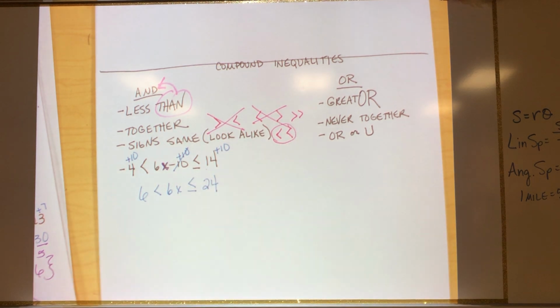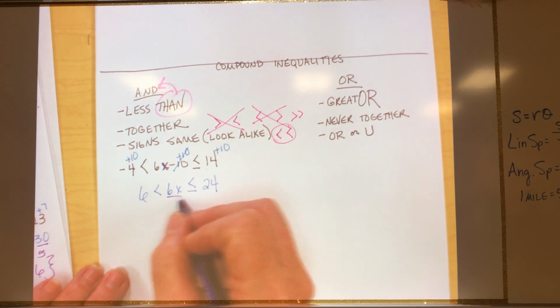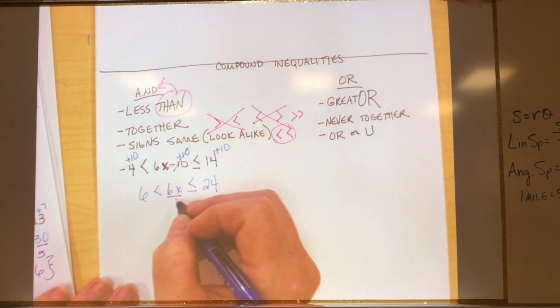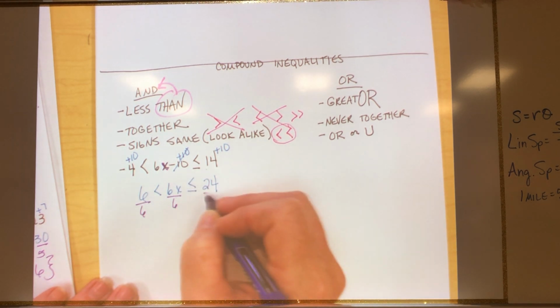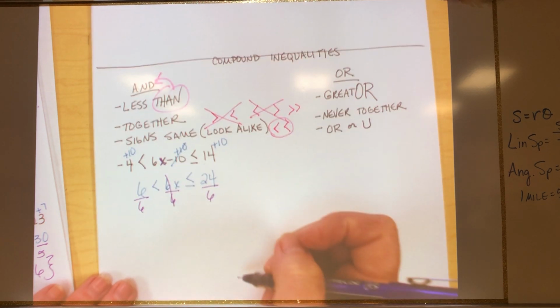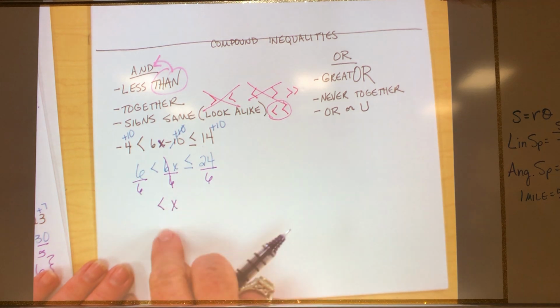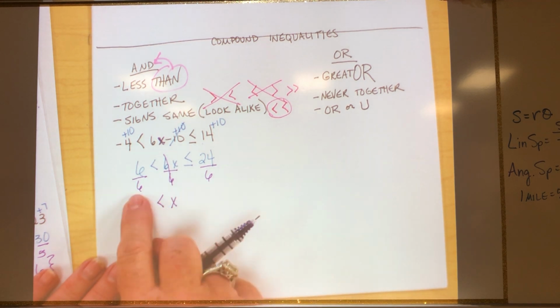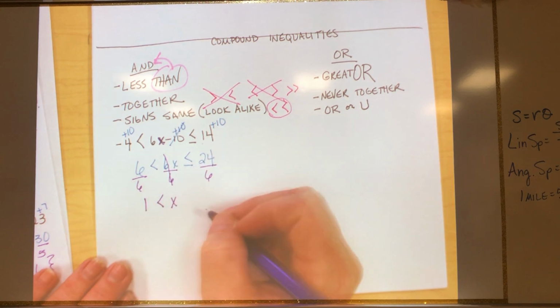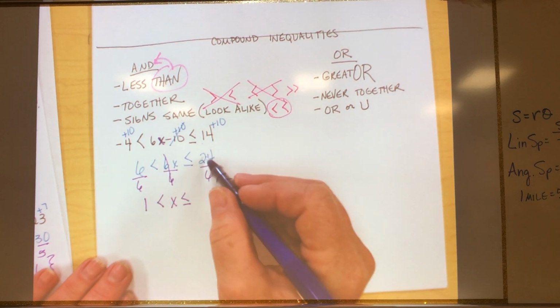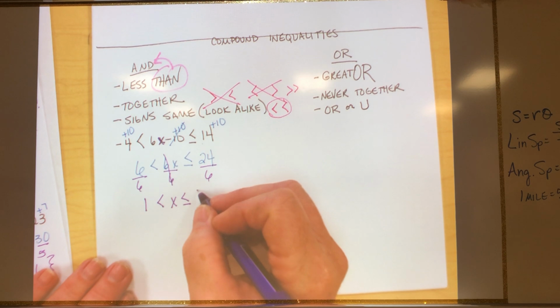Now what do I do? How many times? Very good. In the middle, they cancel out, and you're left with x. On the side you can't see, what's 6 over 6? 1. I actually put 1. On the right, 24 over 6. 4.